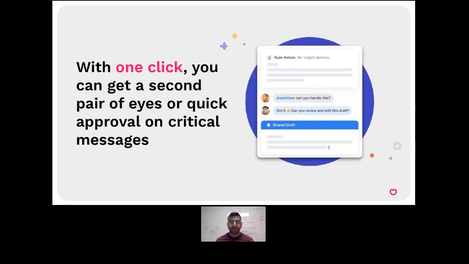Instead, you could create the draft and share it with somebody else, and they could edit it in real time. You could see them edit it, go back and make your comments, and comment on it. You could mention each other: "Hey, can you check out this draft? What do you think? Give me a thumbs up, and then I'll go ahead and send."